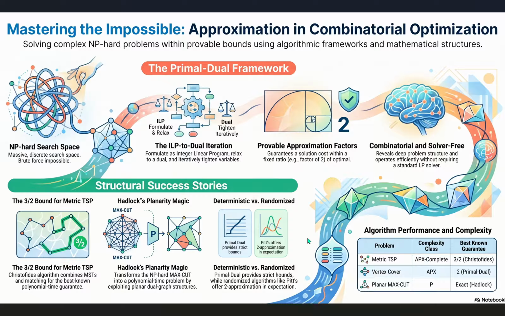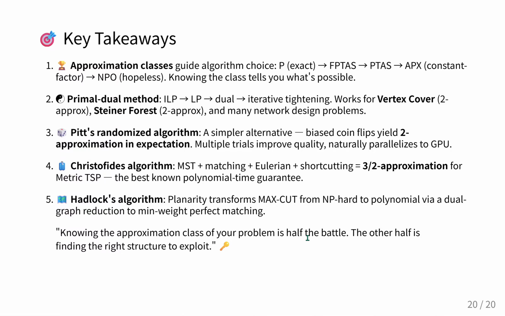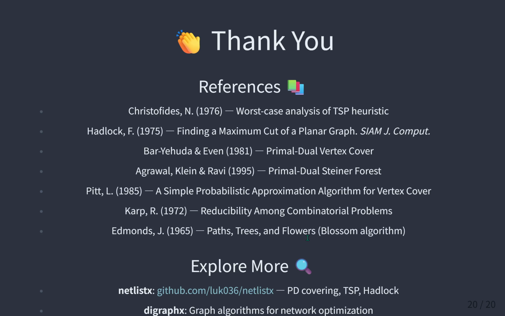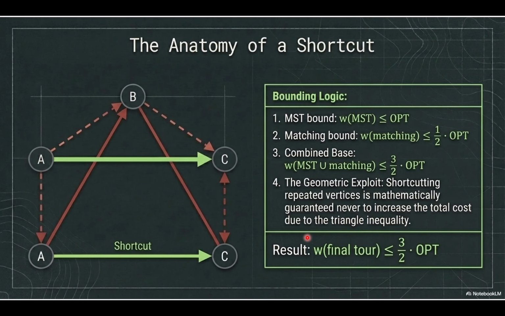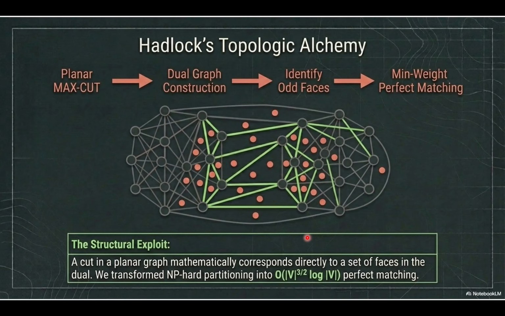And I think the greatest takeaway for you, the listener, from this whole source is this. The other half is finding the right structure to exploit. It's such a profound lesson. It really is, and you can apply this to your own life. When you are faced with an overwhelming O of n factorial problem at work or in life, stop trying to brute force it. Figure out the structure, find the shortcuts, and sometimes you just have to settle for the math of good enough.